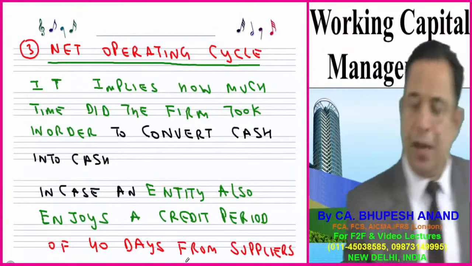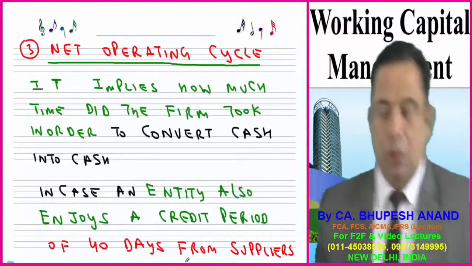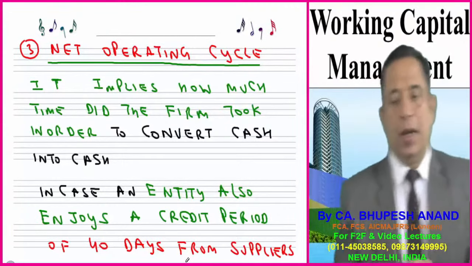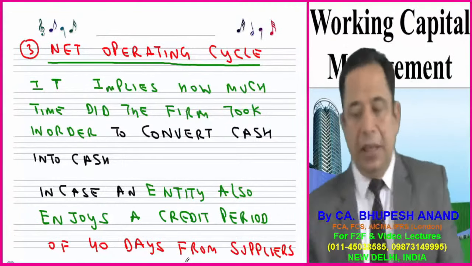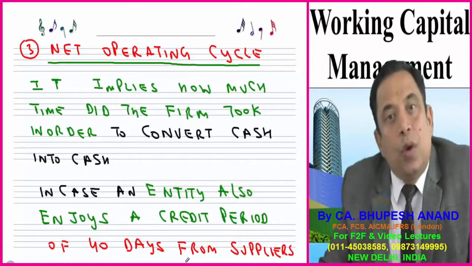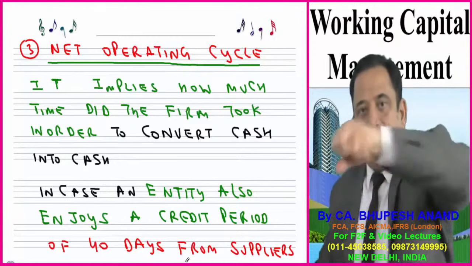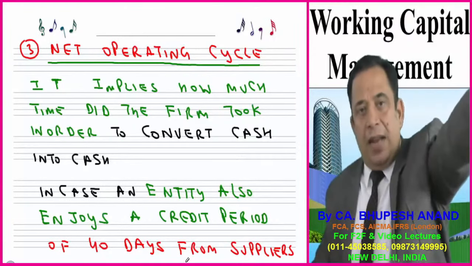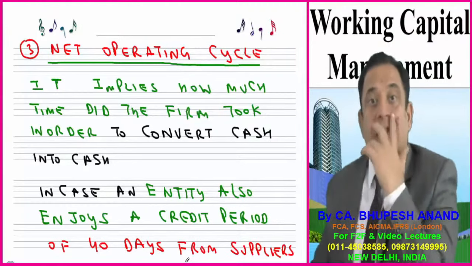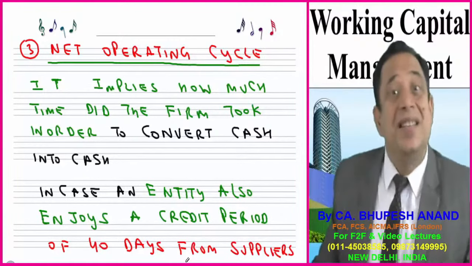Net operating cycle. It implies how much time the firm took in order to convert cash into cash. It means cash received, starting from cash. How much time did it take from cash into cash? If I paid after the 40th day, it means 60 minus 40, that comes to 20, plus 60, that is 80 days. 80 days is the net operating cycle.